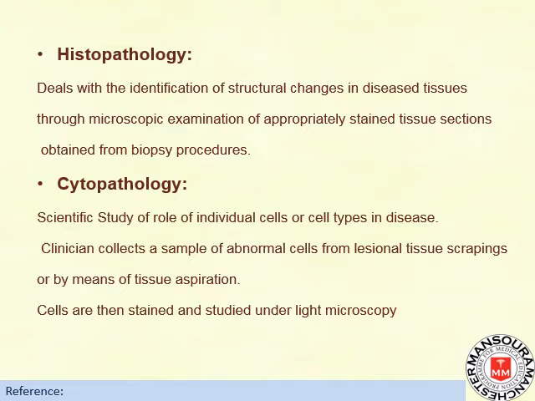The histopathology is the one dealing with the identification of changes in diseased tissue through microscopic examination of appropriately stained tissue sections obtained from biopsy procedures. Cytopathology is the lab or the investigation dealing with the individual cell or cell types in disease. The clinician collects a sample with abnormal cells from different lesions, or scraping or aspiration or whatever source of abnormal tissue, and cells are stained and studied under the microscope.